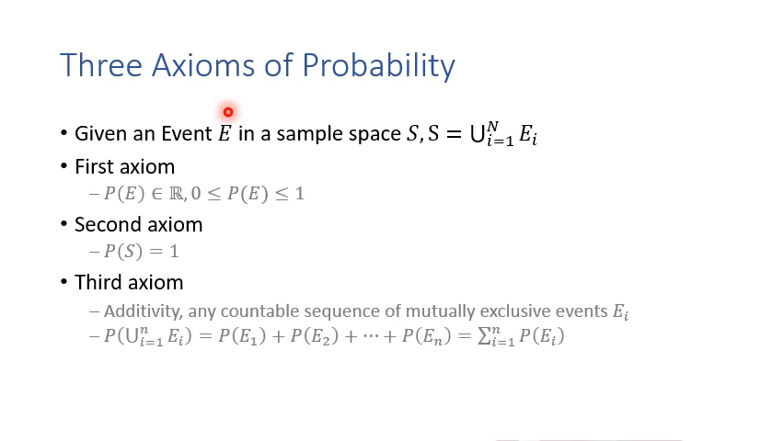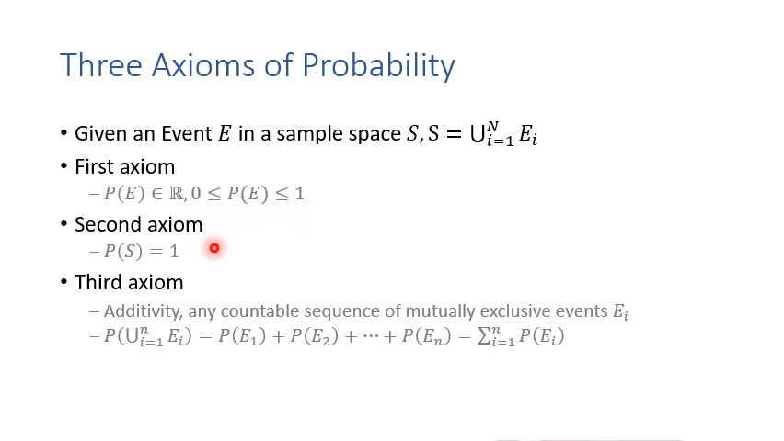Researchers have been through many arguments and finally achieved an agreement. So there are three axioms. Before we see the axioms, there's a definition. Given an event E in a sample space S, where the sample space is the union of all possible events, the first axiom is that the probability of event E happening is between 0 and 1. So all the outputs of the probability function are between 0 and 1.